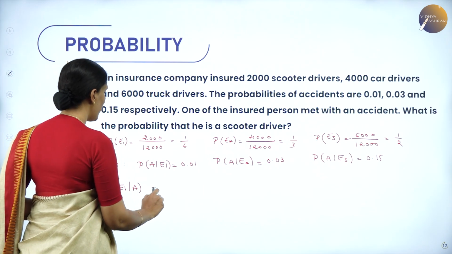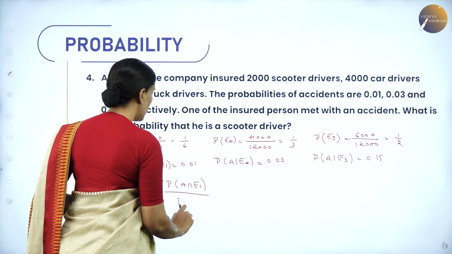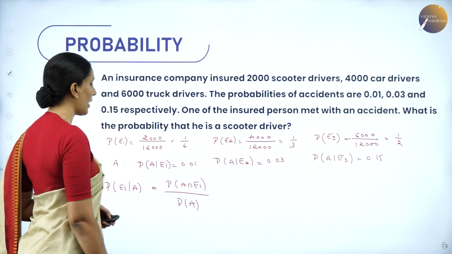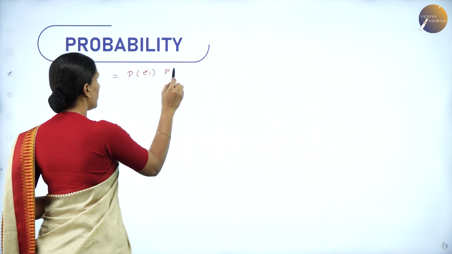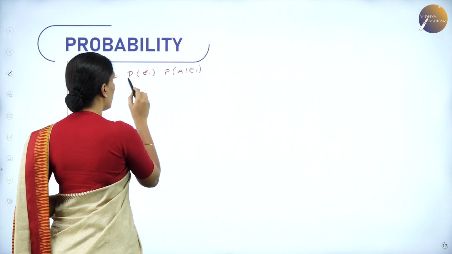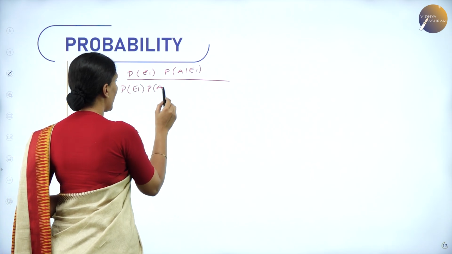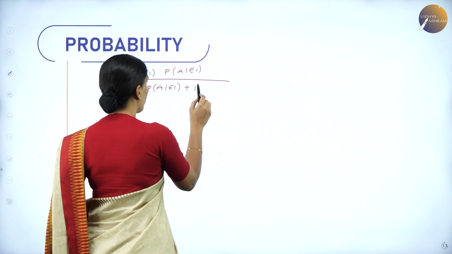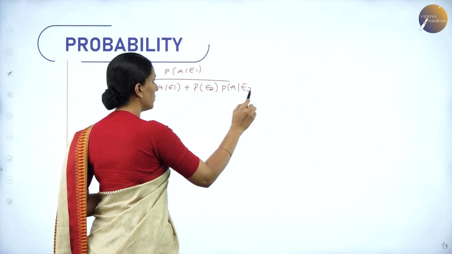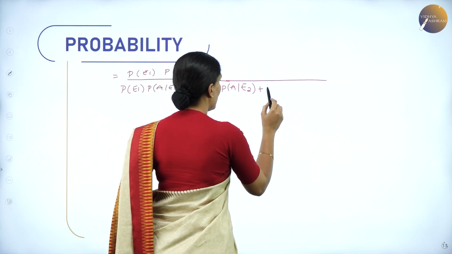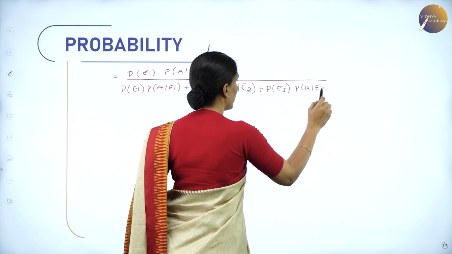So again this can be written as probability of A intersection E1 divided by the total probability, which can be written in the form P of E1, P of A conditional E1 whole divided by the total probability P of E1, P of A given E1 plus P of E2, P of A given E2 plus P of E3, P of A given E3.